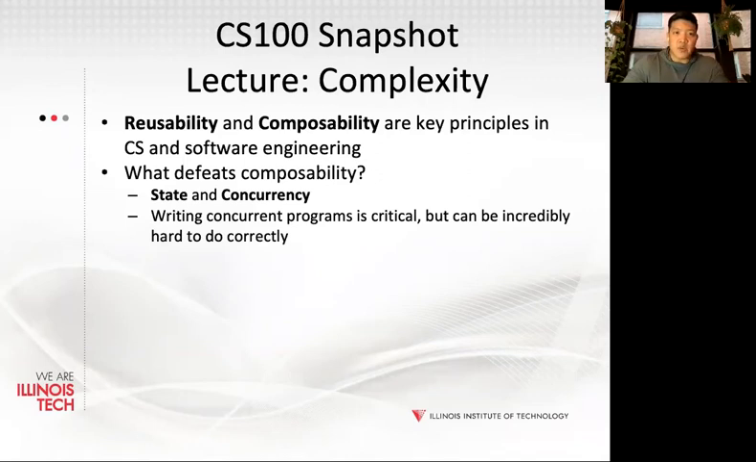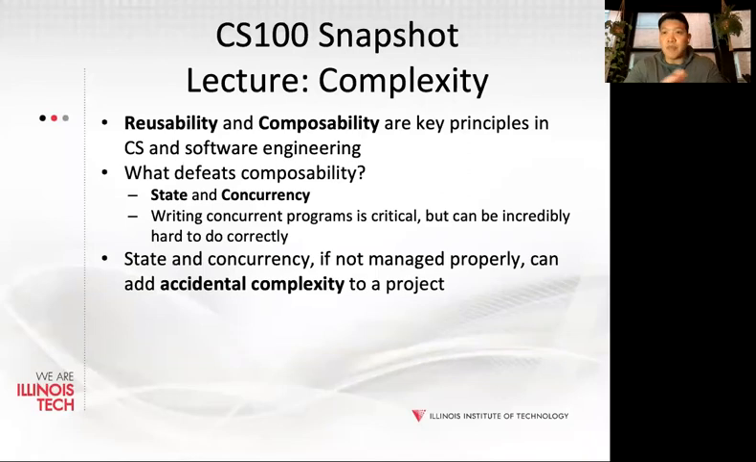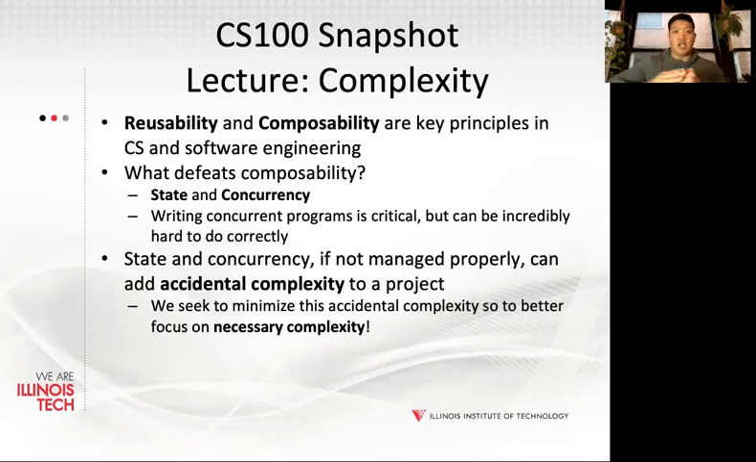These days, most of the programs that we write have both state and have concurrency. Unfortunately, if we don't manage these two things properly, and I'm glossing over a lot of little details, but suffice it to say that if we don't manage state and concurrency properly, we can add a lot of accidental complexity to a project. Accidental complexity is complexity that is on top of whatever the necessary complexity exists, right? Writing software is already pretty hard. The last thing you want to do is make it even harder than necessary by dealing with these problems in, well, the wrong way, right?